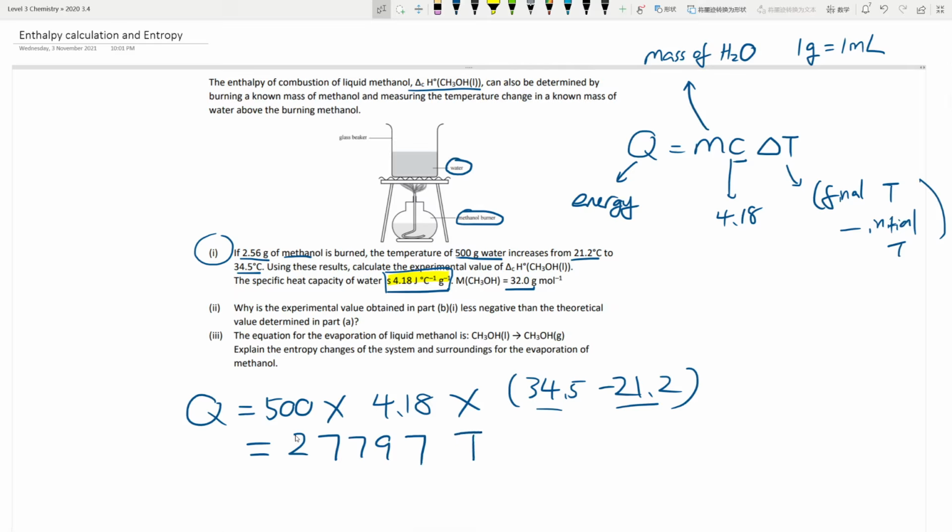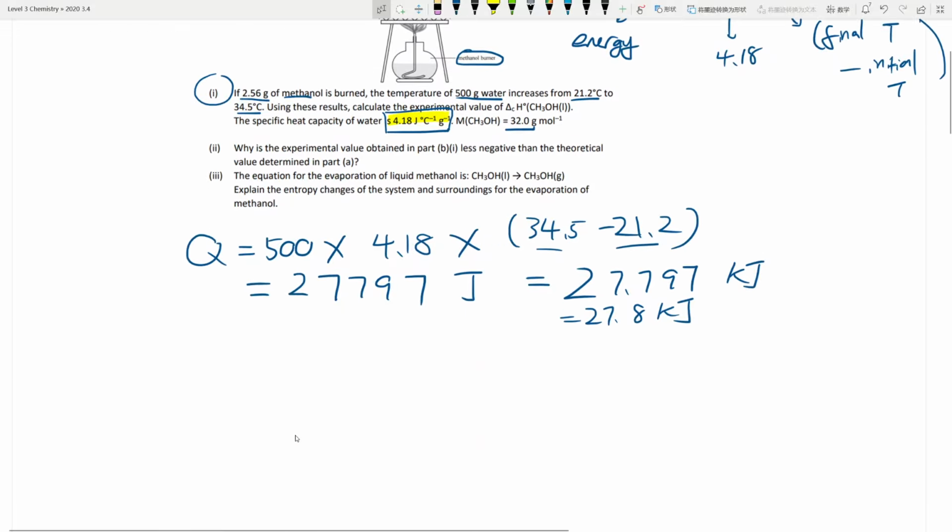27797 joules of energy. Remember, when we're doing enthalpy calculation to find out the delta H, we don't use joules, we use kilojoules. So this is going to be 27.797 kilojoules, and if I round it to 3 significant figures, that's going to be 27.8 kilojoules of energy. Okay, so much chemistry going on outside with all the fireworks. So there you go. That's how much energy that we're dealing with.